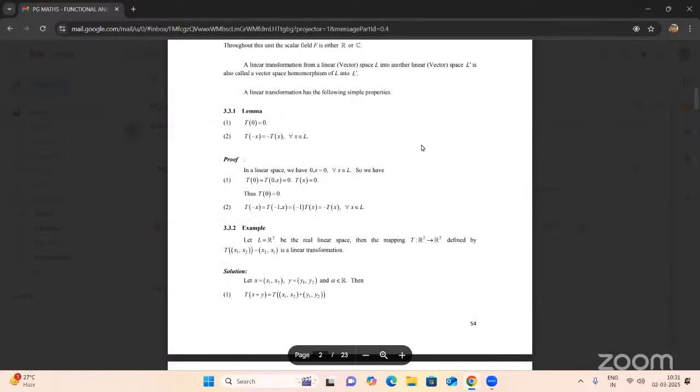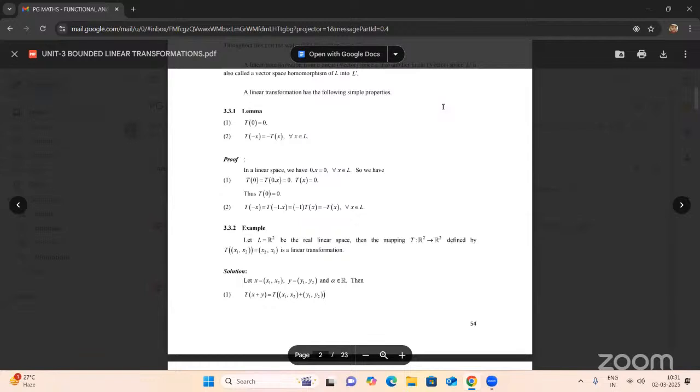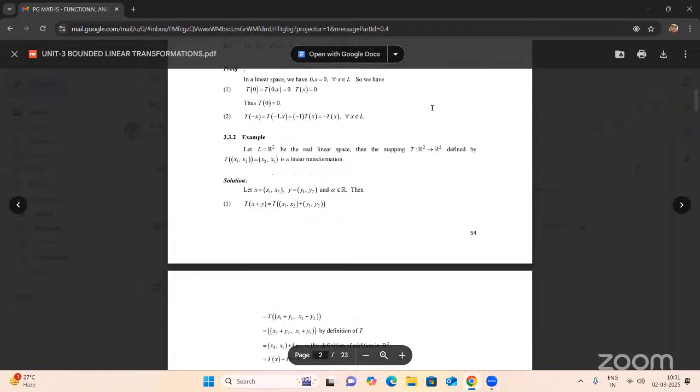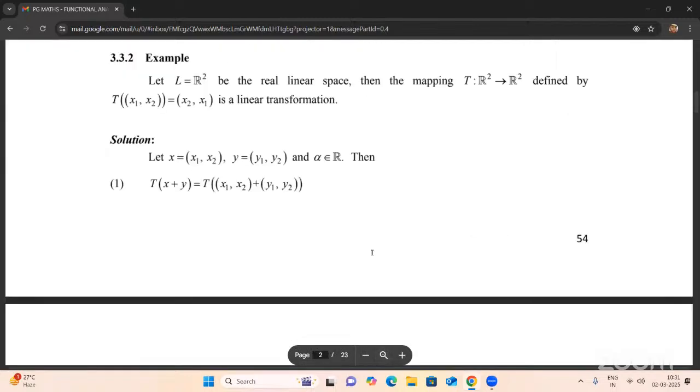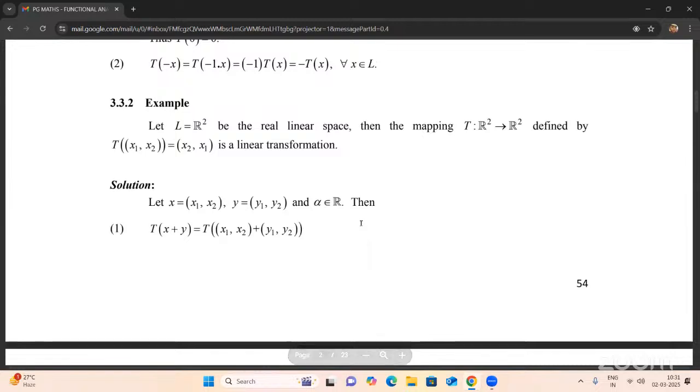The definition of linear transformation, and some other elementary properties of linear transformation. Okay. Now let us see some other examples of linear transformation. Just you have to see one of the examples here, Example 3.3.2.